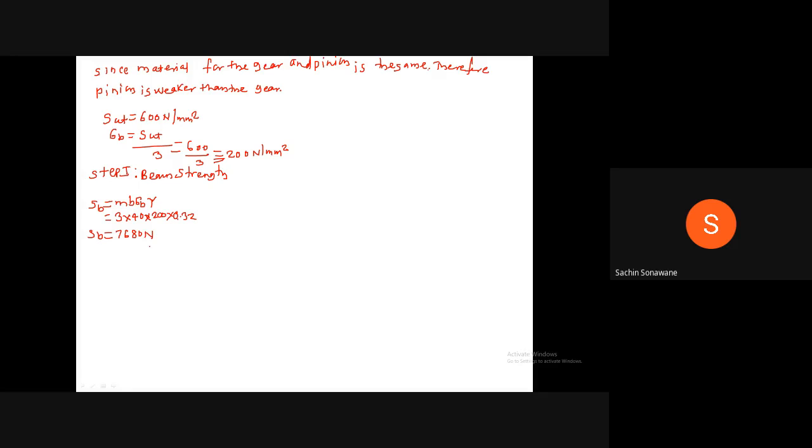This is step 1. Now, step 2. Since they have given the value of hardness, that is Brinell hardness number, we have to calculate wear strength. If they do not provide it, then there is no need to calculate. Therefore, write down step 2, wear strength.